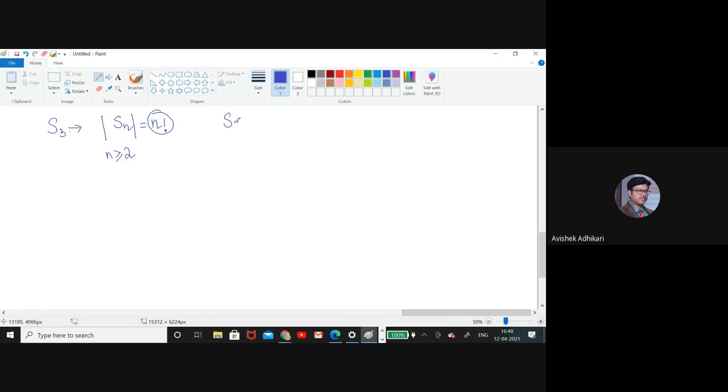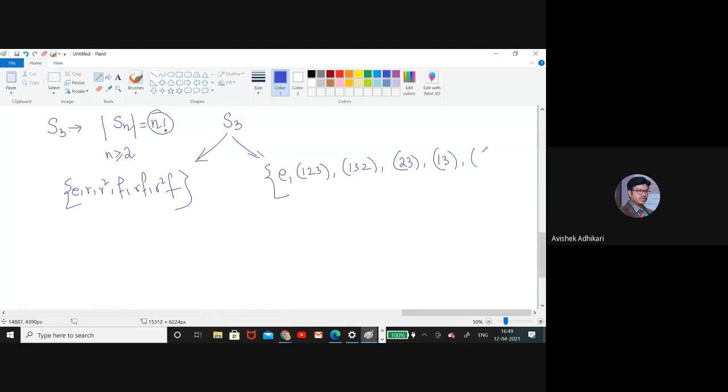So S3 we have seen in two different ways. In a nutshell, if I recap once more, we have the flip F, then RF, then R squared F, and in our normal way E, then (1 2 3), (1 3 2), then if I drop 1, we have (2 3), if I drop 2, we have (1 3), and if I drop 3, we have (1 2). So we have seen S3 in two different ways.